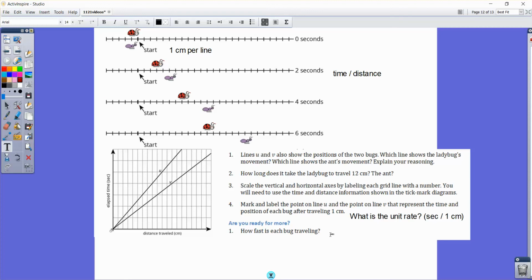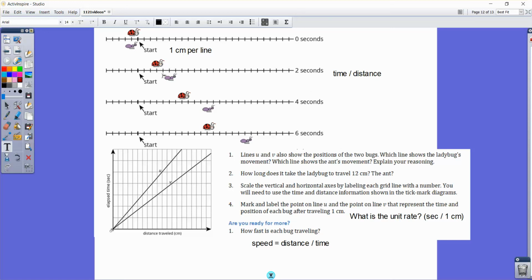Now, how fast is each bug traveling? Well, each bug is traveling at a speed. Now here's the other thing to think about: this extension question, which I think you should do, usually is referring to speed. Not to confuse you here, but if speed is being asked for, speed is distance divided by time. So it would be the opposite of what you're doing to answer question 4. In question 4, you do time divided by distance, but here, speed is distance divided by time.